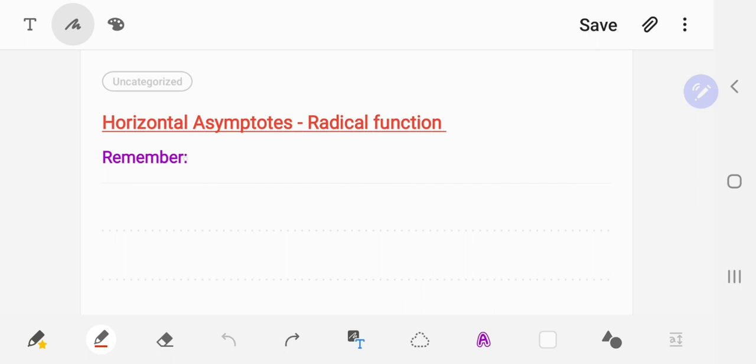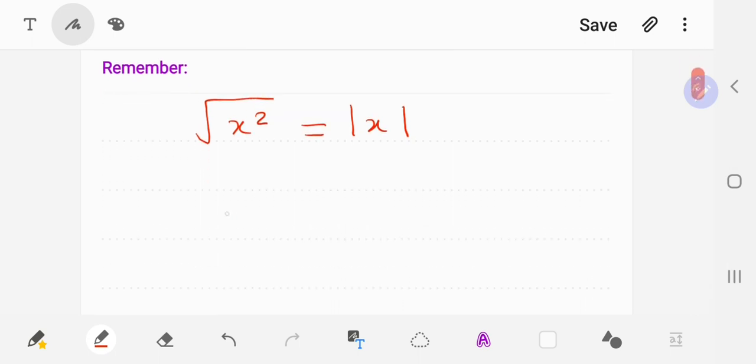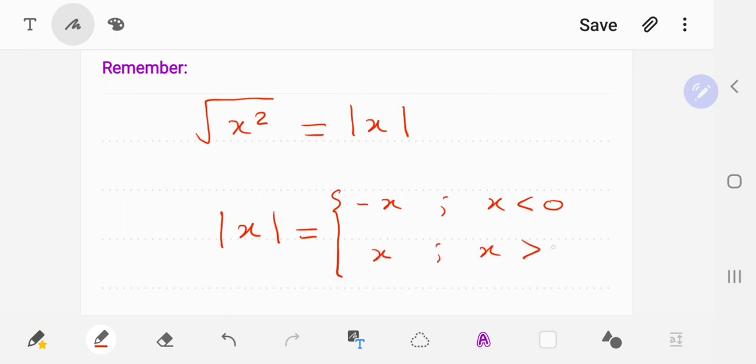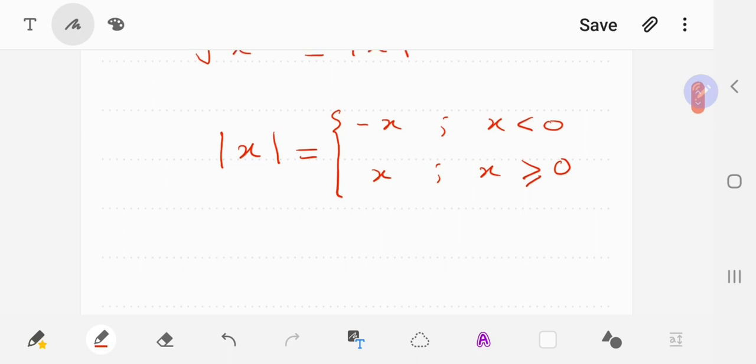Today I will talk about horizontal asymptotes of radical functions. But before we do that, we need to remember that square root of x squared will be equal to absolute value of x, since square roots can never be negative. And since we're gonna have absolute value of x, we have to remember the definition of absolute value, which is negative x when x is less than 0, and x as it is when x is greater than 0. And of course it's equal to 0 when x is 0.